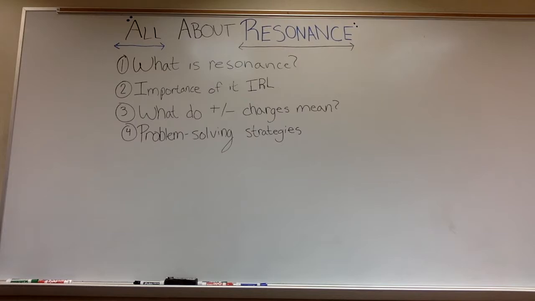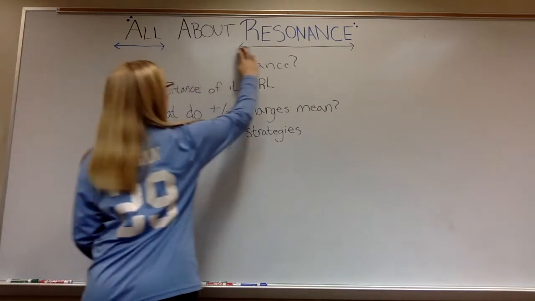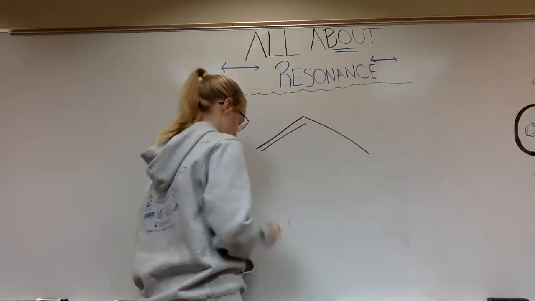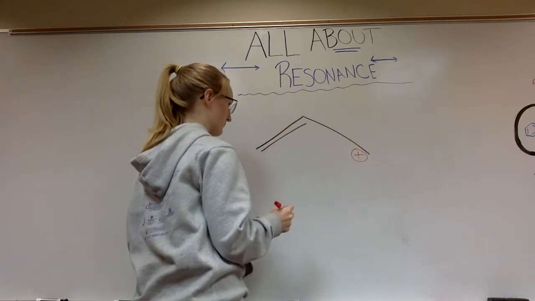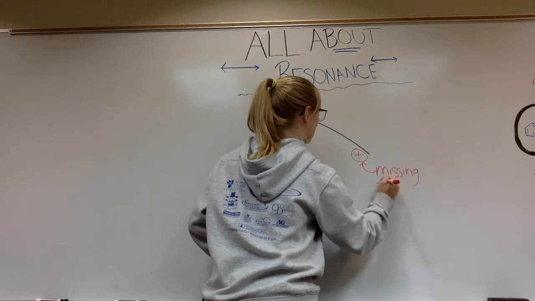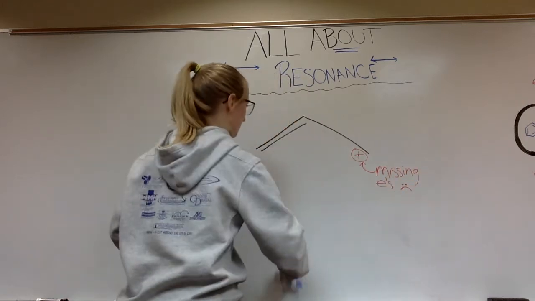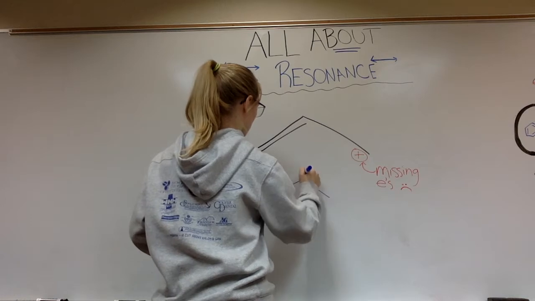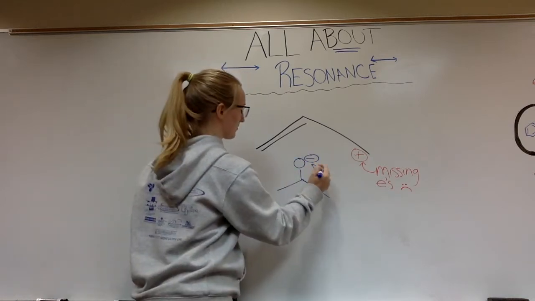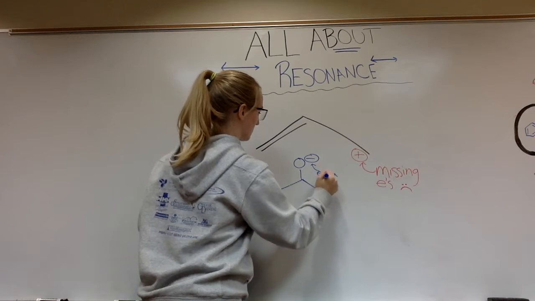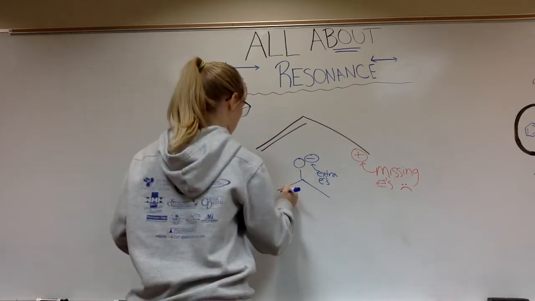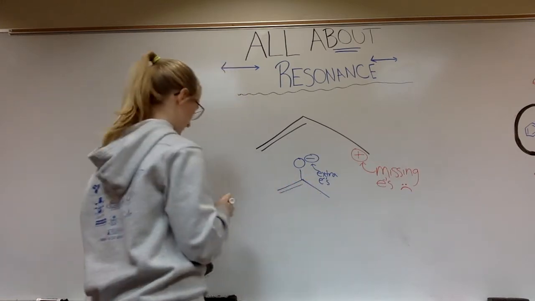Okay, so that's 2 of the 4 topics already down. So now we're going to briefly talk about what the positive and negative charges mean. When something is positive, it means that it's missing electrons. And then when something's negative, it means there are extra electrons. So, for example, in this case, oxygen has a negative charge because it typically wants to form 2 bonds and have 2 lone pairs, but in this case, it has 3 lone pairs and only 1 bond.